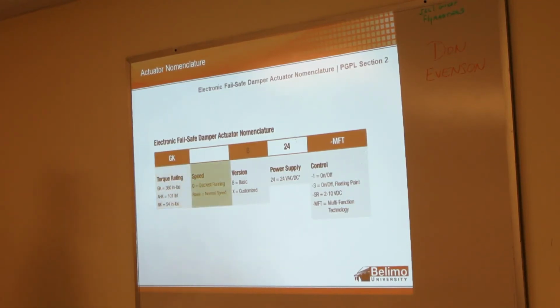So the second column there, if you have a Q, that's going to be the quickest running. And so NKQ is typically what you'll see there. Again, we have basic and customized, the B and the X. The power supply again. With these electronic fail-safe, we only have 24 volt capabilities. And then again, we have the control signal.